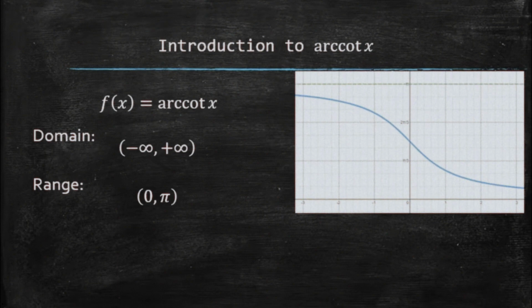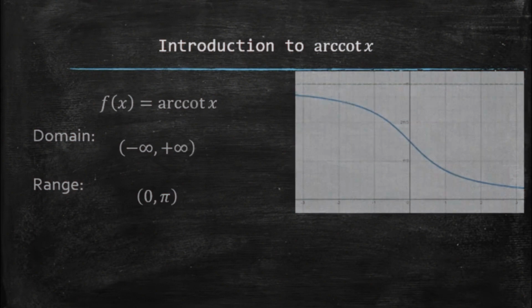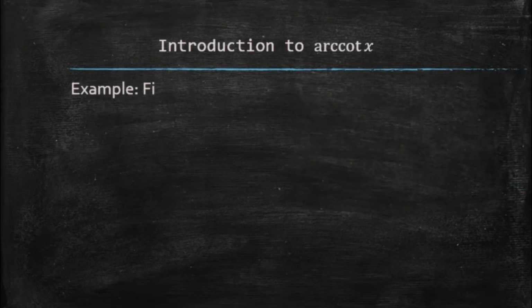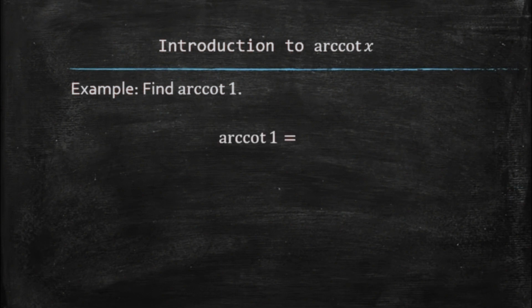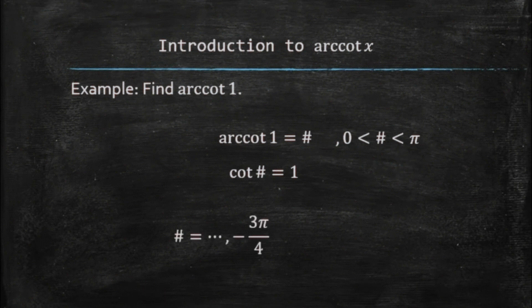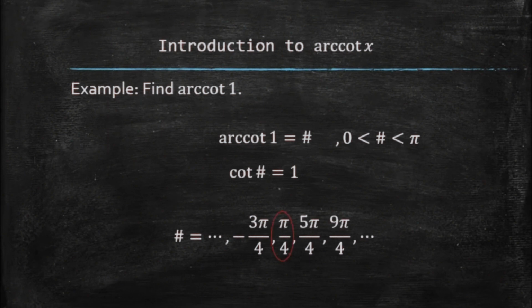However, the outputs for some nice inputs we should be able to figure out analytically. For example, let's find the arccotangent of 1. We're looking for some value that is between 0 and pi, such that the cotangent of that value is 1. There are infinitely many values for which the cotangent is equal to 1. However, only one of them is in the desired interval. Therefore, the arccotangent of 1 is pi over 4.